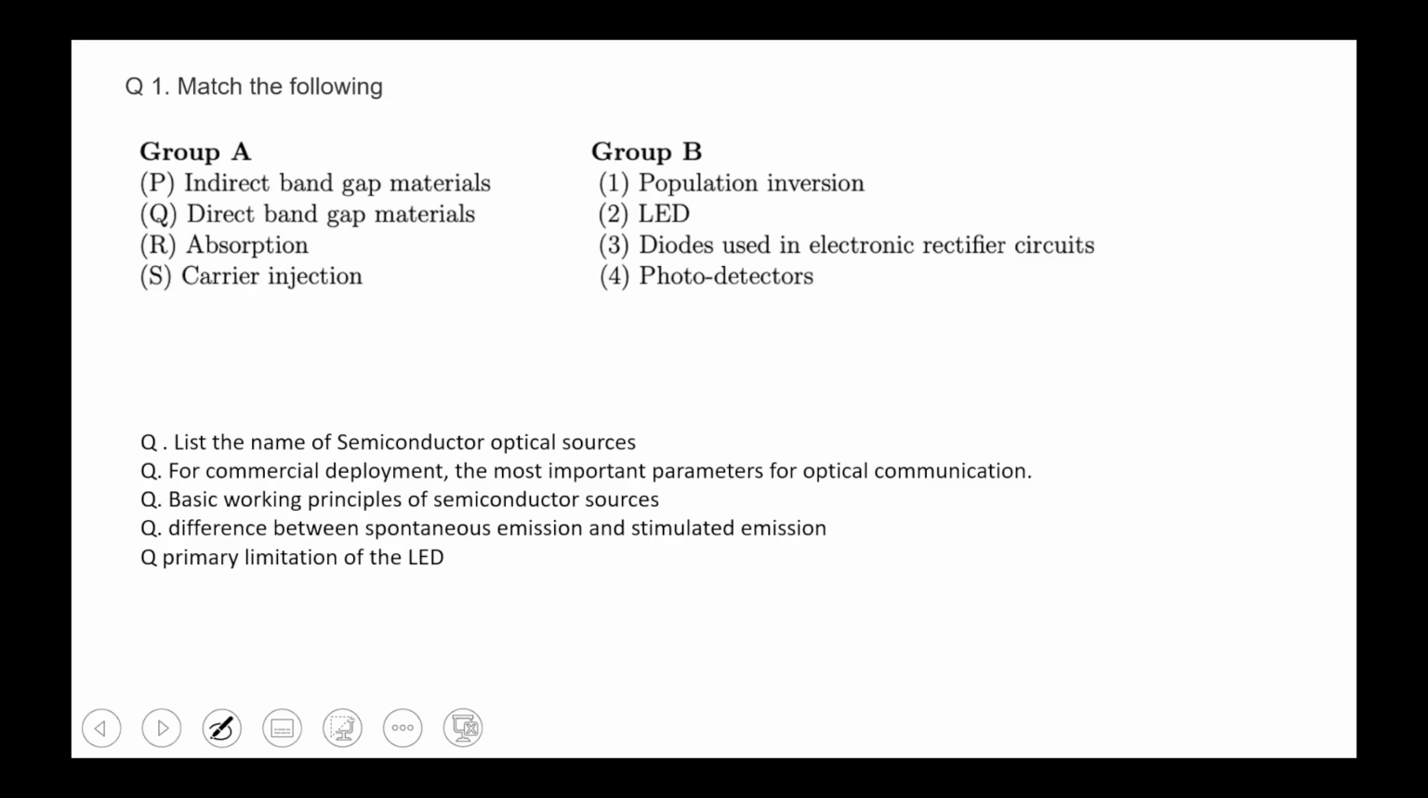Will an LED work in forward bias or reverse bias? Forward, sir. Why do we give forward bias? Any reason? Because to have electron-hole recombination, so it will emit light.